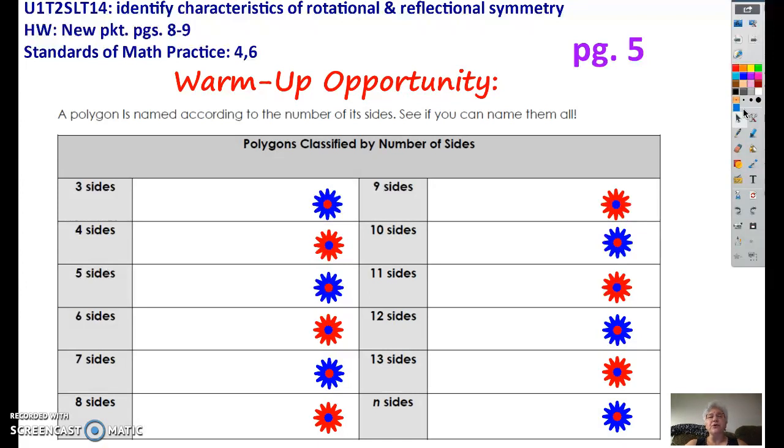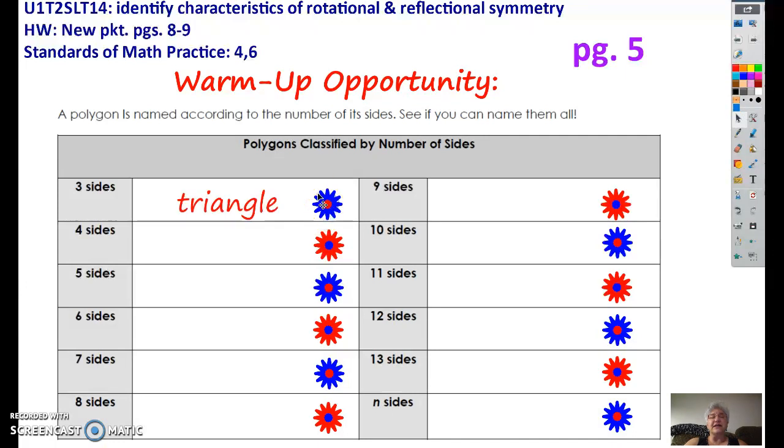So for this warm-up, you are to basically name all of these polygons based on the number of sides that the polygon has. And the video should be paused now so that students can complete the warm-up.